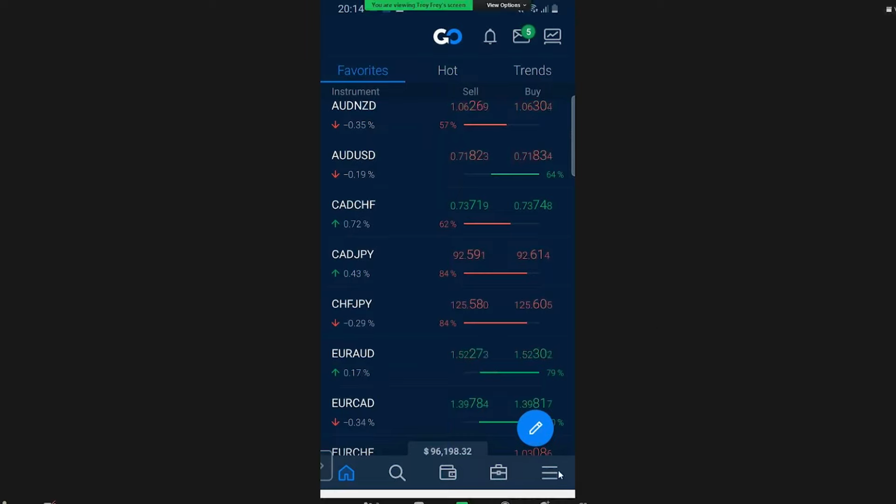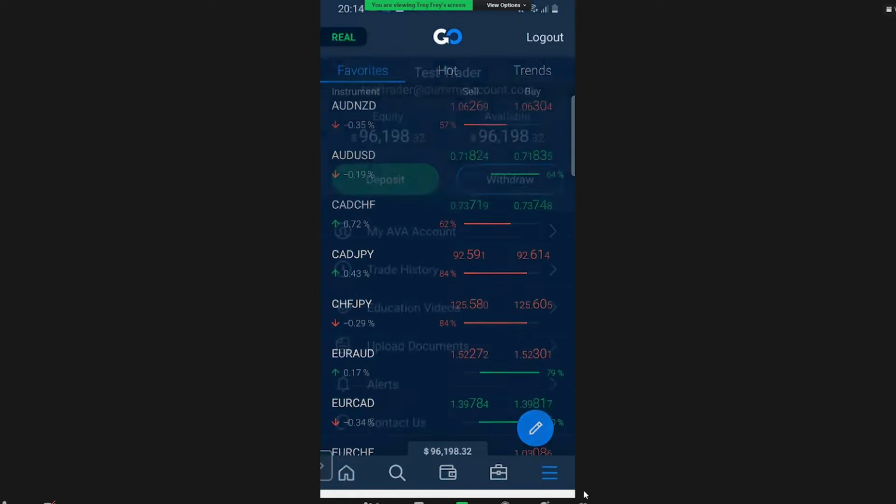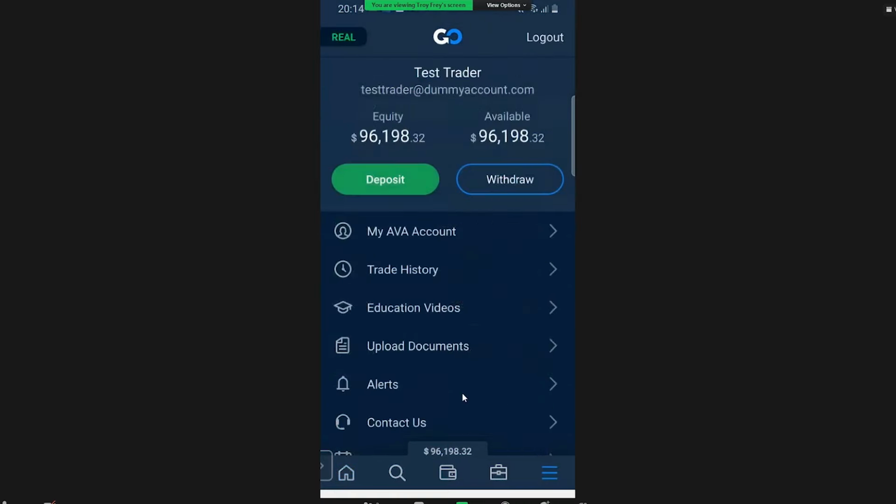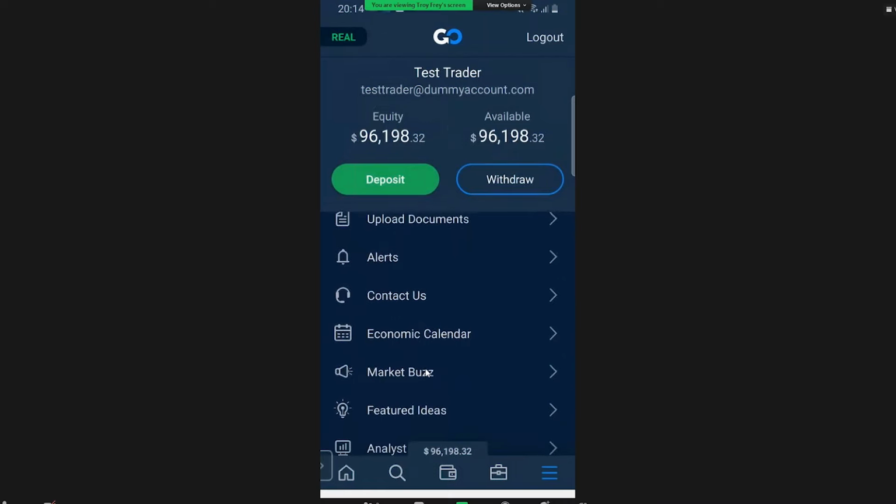All right, so let's click on this tab down here, these three lines. That brings up a menu with some advanced features. We won't look at the market buzz. That's fundamental news on stocks. You can pull up all kinds of articles up to the minute coming in from all over the internet.